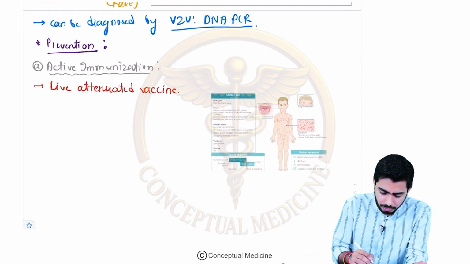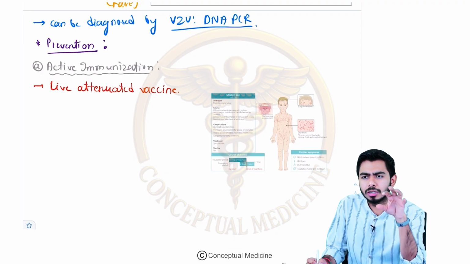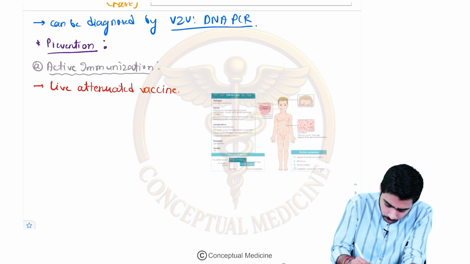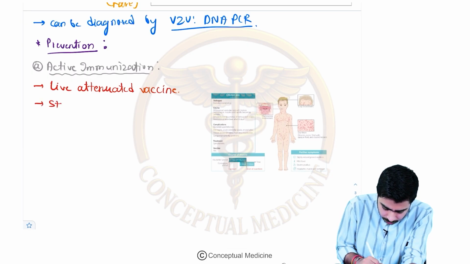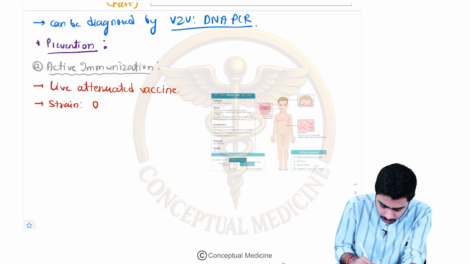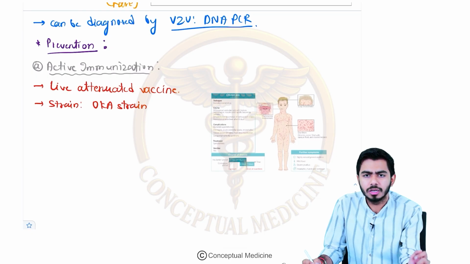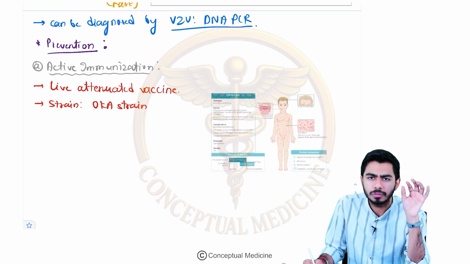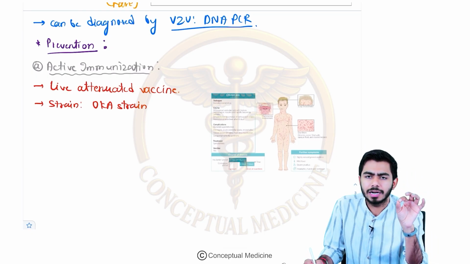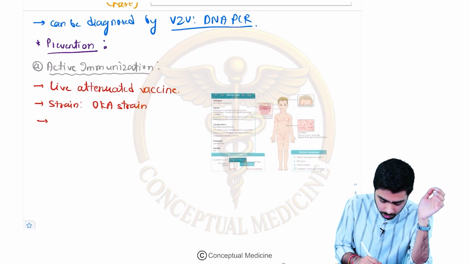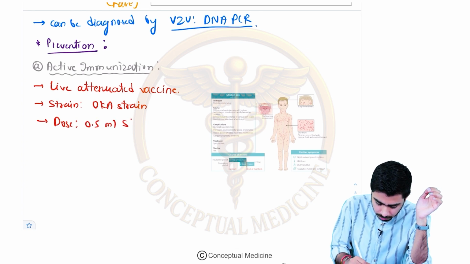So, if you talk about active immunization, I am using the live attenuated vaccine. If you talk about the strain, that can be asked. Which strain am I using? That is the OCA strain. How do you give this? You give 0.5 ml of this vaccine, injected subcutaneously. So the dose would be 0.5 ml subcutaneous.